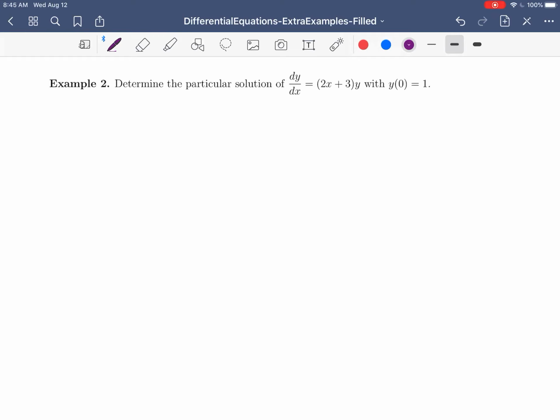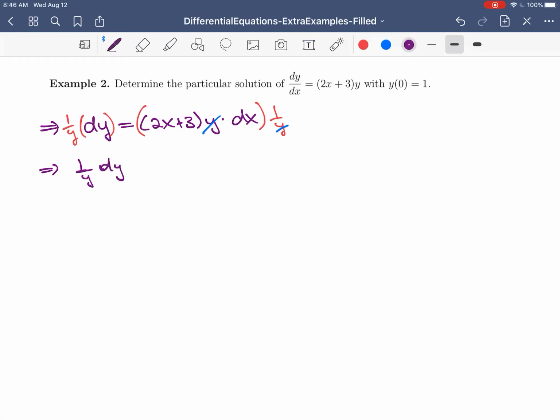So if I multiply both sides by dx, say, then I have dy is (2x + 3) times y dx. Okay, and then I can multiply both sides by 1 over y, because that's going to get rid of this y over here. And I'm going to have 1/y dy is equal to (2x + 3) dx. And now I have all the variables separated, so I can integrate both sides.